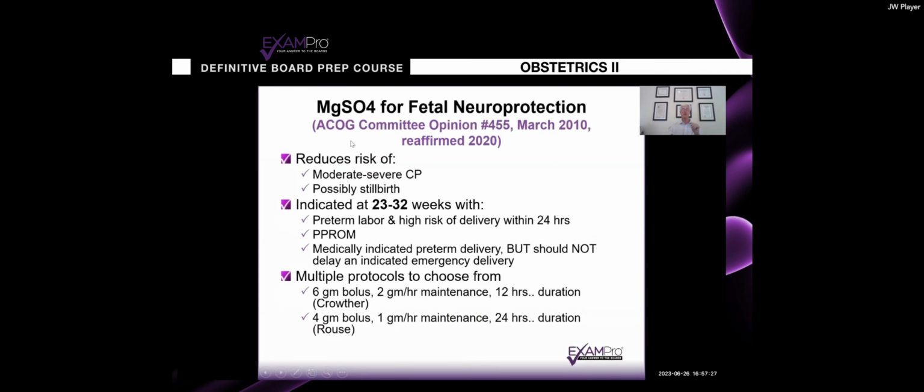Finally, this is just a reference slide, because we talked about neuroprotection for preterm labor. Just know in your institution what the protocol is for magnesium sulfate, the dose, and the timing, to be able to discuss that with the examiners.